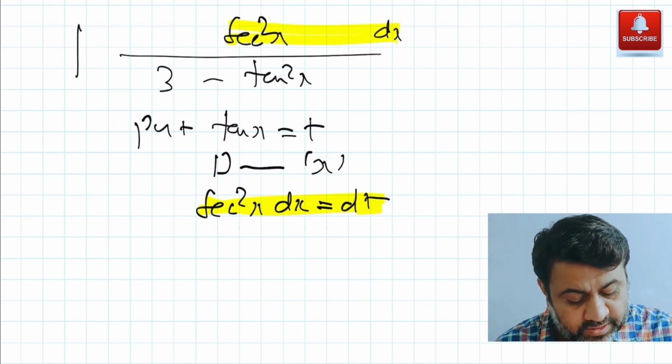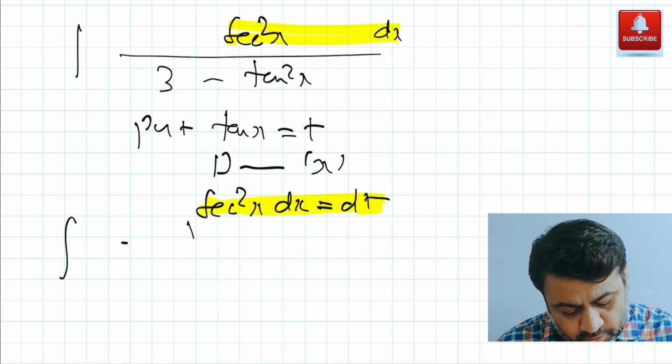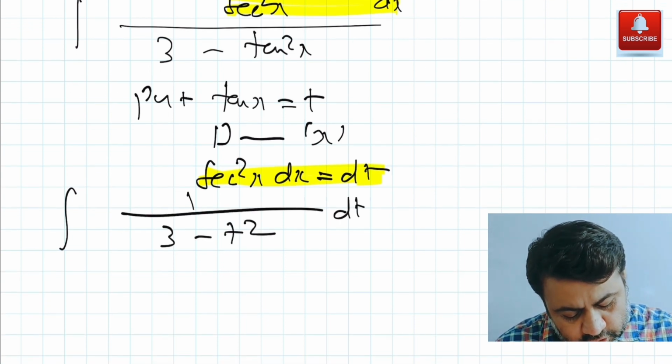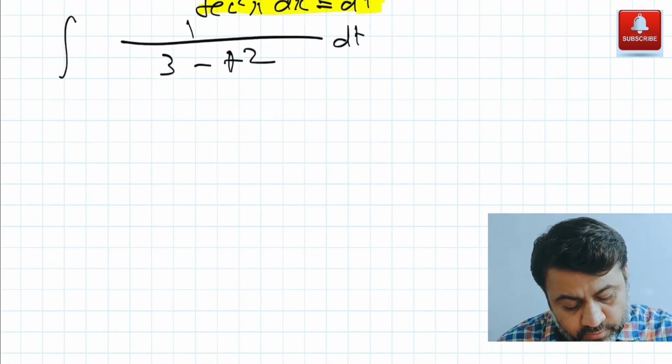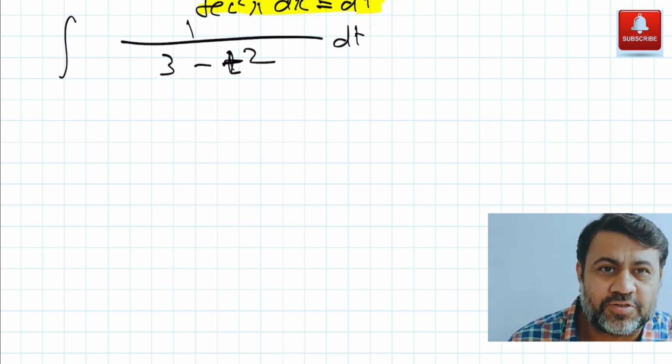Okay, so this entire sec square x dx I am just going to write as dt now. So my question is just getting converted to integral of 1 by 3 minus t square dt. So you just have to focus on this part now. How will you integrate 1 by 3 minus t square? So this is now variable minus constant, right?